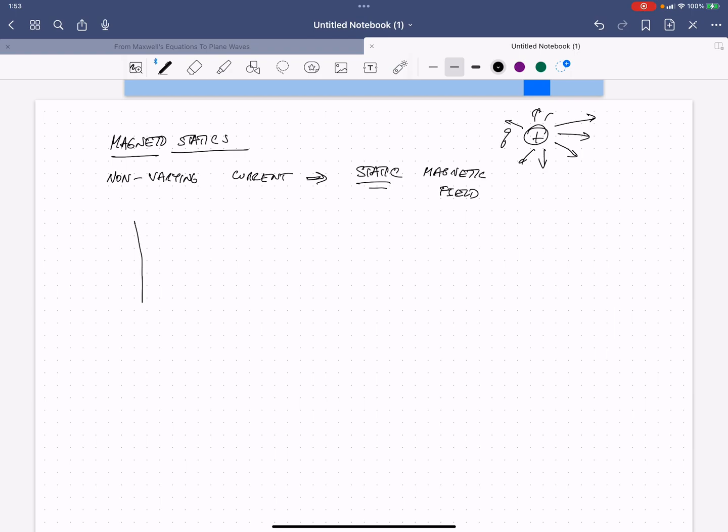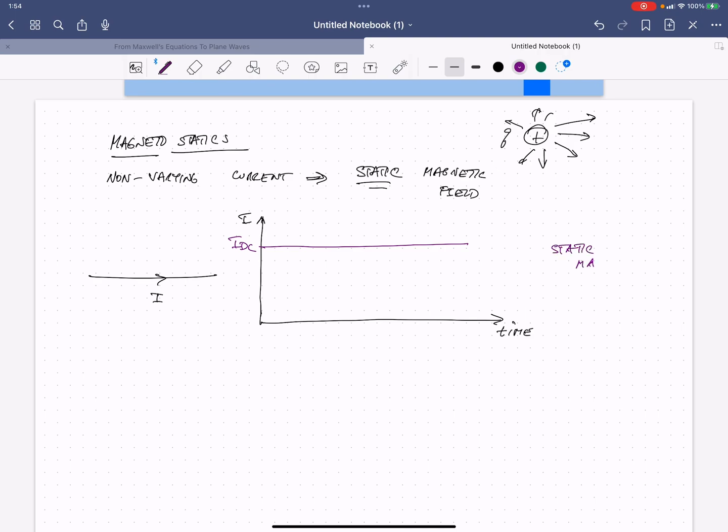So if I measure the current through some wire, so I've got a wire with some current going through it, and there are a couple of possibilities there. If I have time here, and I plot the current, if the current doesn't change at all with time, it stays steady, then I have a DC current. Okay, so that causes a static magnetic field. So this is the case for static magnetic field, like we're going to be talking about today.